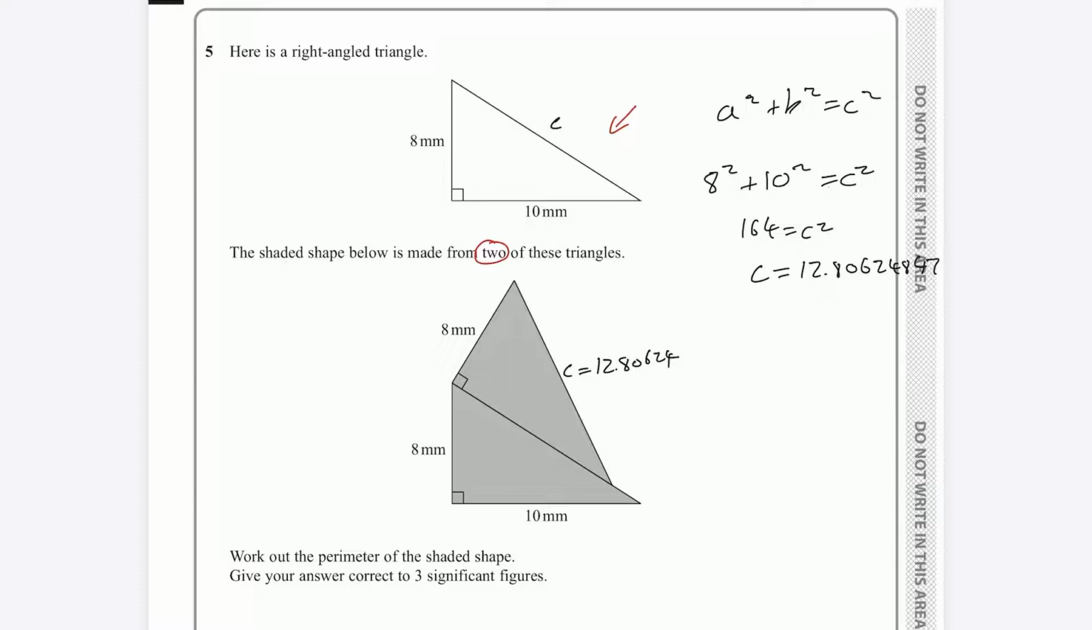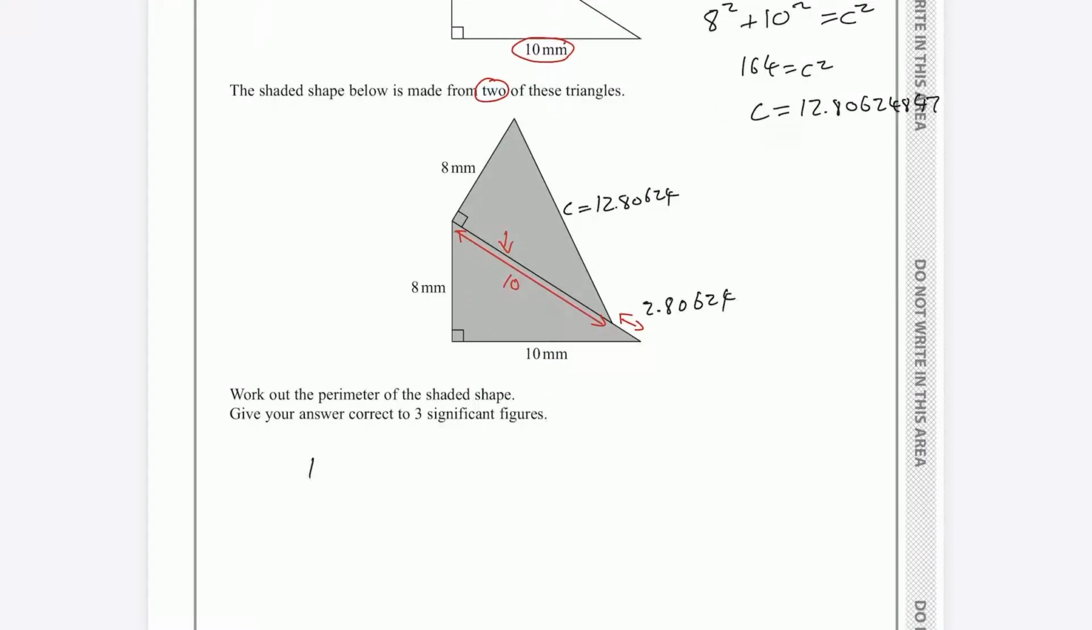And now with this bit, you just want to be a bit careful. So you know that the distance from here to here is 10, because that's the base of this triangle. So essentially that bit there. So it's the base of the top triangle. And then this bit here is just going to be 12.806 minus 10, and that gives us 2.80624. And now I'm just going to add all the sides together. So that's going to be 10 plus 12.8062 plus 2.8062. Add them all together and you get 41.6 millimeters.